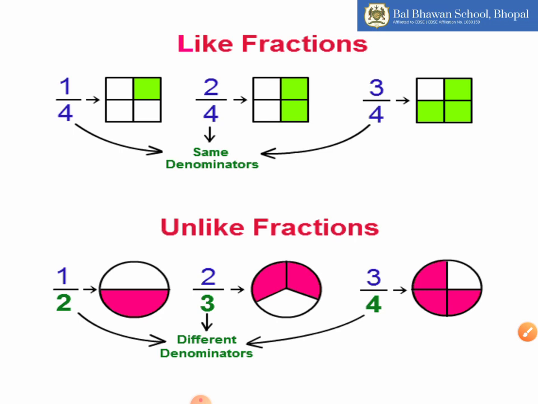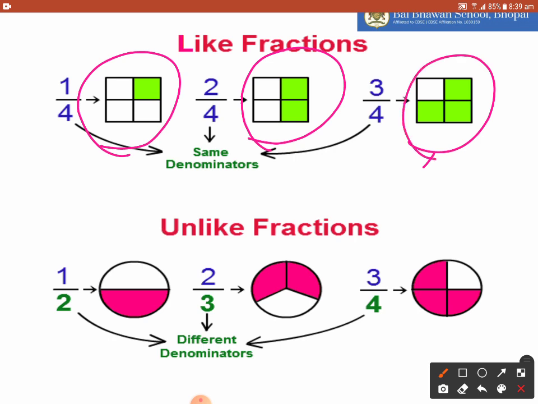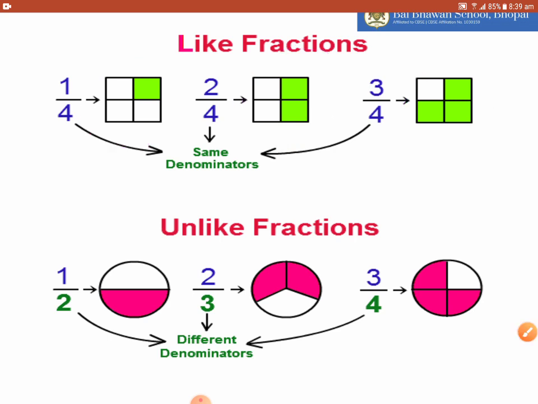Some other types of fractions are called like fractions and unlike fractions. Like fractions are those fractions which have the same denominators. For example, this is representing 1 part out of 4. It is 2 parts out of 4 and these are 3 parts out of 4. All of them have the same denominator, which is 4. So these are like fractions, where fractions have the same denominator.